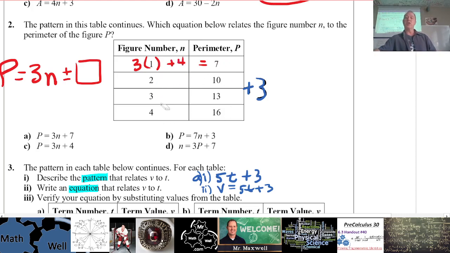Let's see, that should work for all of them. So 3 times 2 plus 4, does that equal 10? Well, that's 6 plus 4. Yeah, that does equal 10.